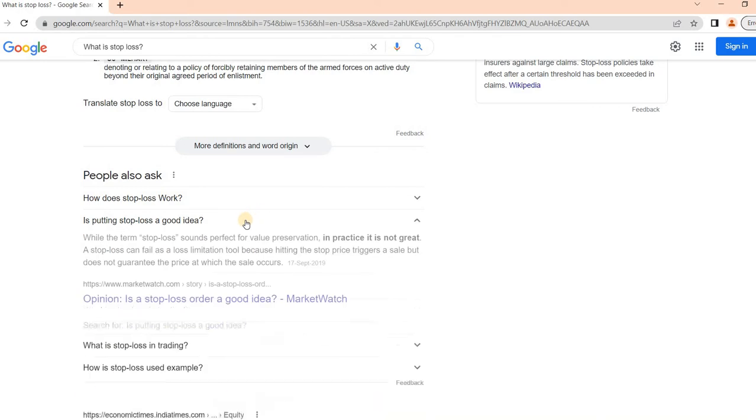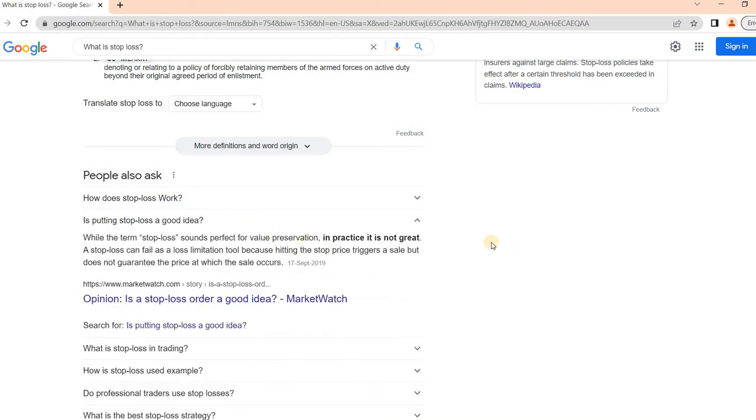Okay. So the next question is, is putting a stop loss a good idea? Of course, putting a stop loss is kind of like a mandatory thing that you have to do, especially if you are a short-term trader. This kind of gets you out of the volatility of the market and it keeps you safe. If you are a day trader, intraday trader or a scalper, putting a stop loss is a mandatory thing and you must definitely do it.